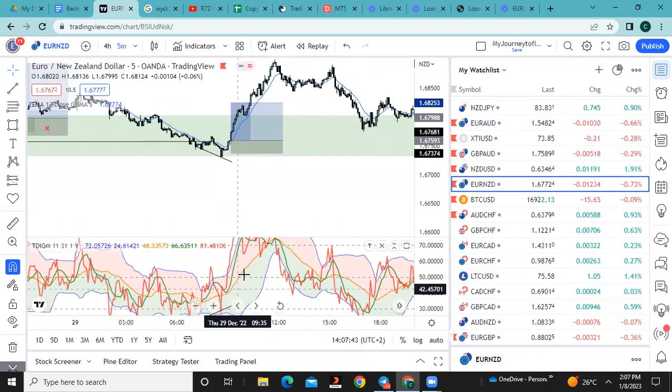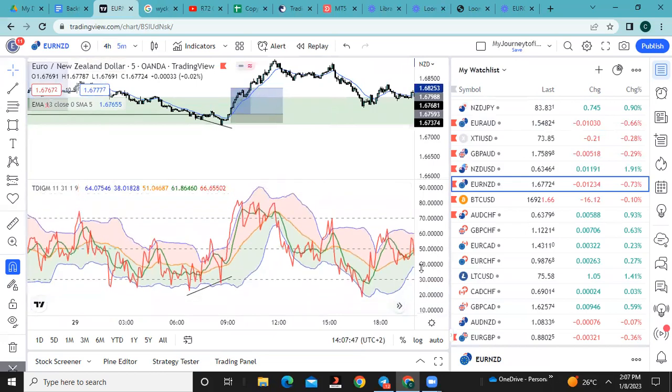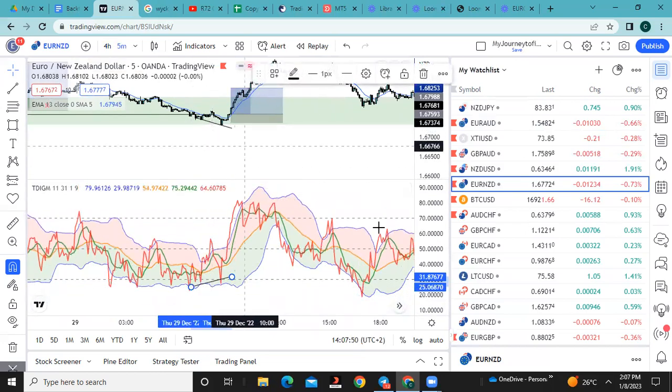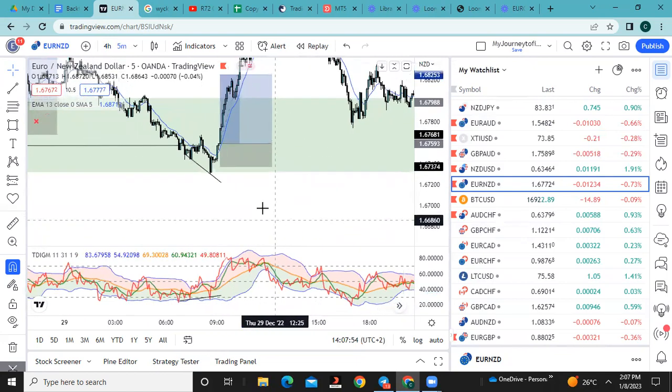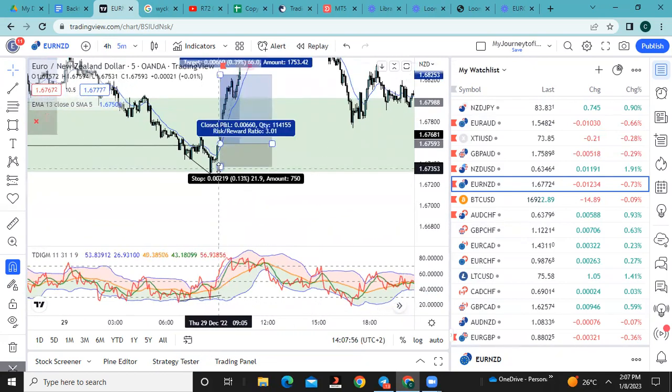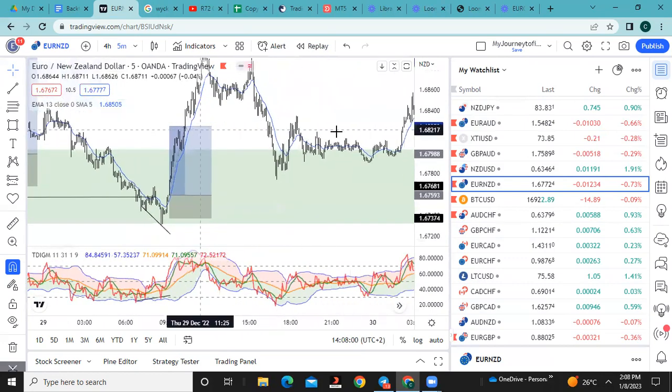But here we had TDI divergence. TDI was going higher, price was going lower. Entry on candle closure above the EMA. You can put your stop loss below the previous candle. 1:3. You got it. So you're plus 2R.